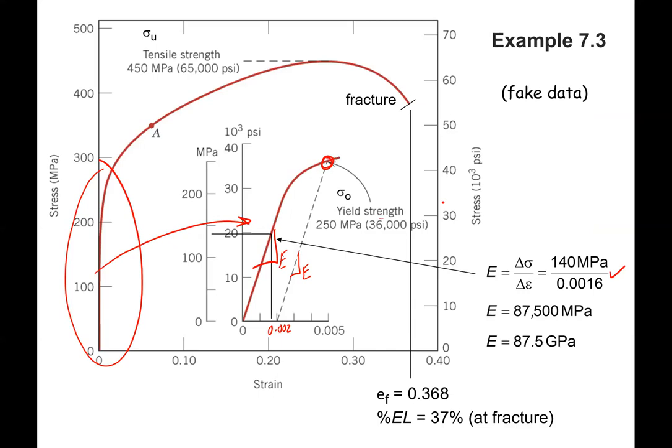Then we use the full curve to define the tensile strength or ultimate strength of the sample, and ultimately the strain at fracture. So this could be related to the ductility of the sample, the percent elongation at fracture, in this case being 37%. This is referred to here as fake data. This means idealized or schematic data. I'm going to show you real data in a next video.